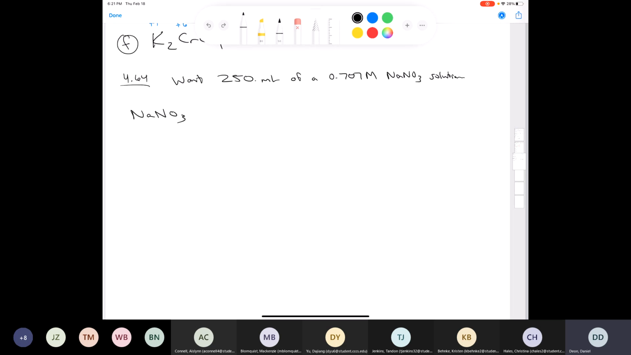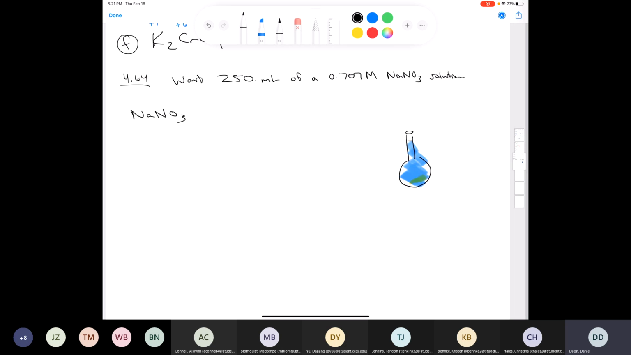So if you had some sodium nitrate, all you'd have to do is weigh out the correct mass of sodium nitrate, put it in a 250 ml volumetric flask. So you put your sodium nitrate in there, right? And then you would dilute it with water, okay? And you'd make a solution of the sodium nitrate in water up to 250 mils, and you'd have your 0.707 molar solution. But the question is, how many moles of sodium nitrate do we require to make this?